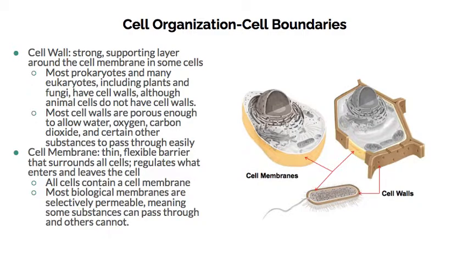that easily. The cell membrane is the thin, flexible barrier that surrounds all cells, and it regulates what enters and leaves the cell. All cells contain a cell membrane, and most biological membranes are what we call selectively permeable, meaning that some substances can pass through it, but others cannot. Remember, the cell membrane is also sometimes called the plasma membrane. And next lesson, we're going to look at cellular transport, so we'll talk about both of these in more detail then.